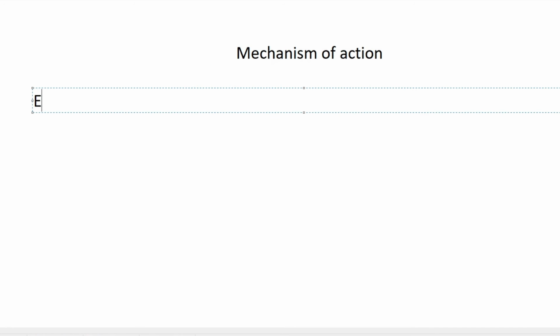Okay, moving on to the main part, the mechanism of action. So what do catalysts do? Enzymes provide an alternate, energetically favorable reaction pathway, which is different from the uncatalyzed reaction with regards to the free energy of activation. I will show you in a little while a small graph to make it easier for you to understand.